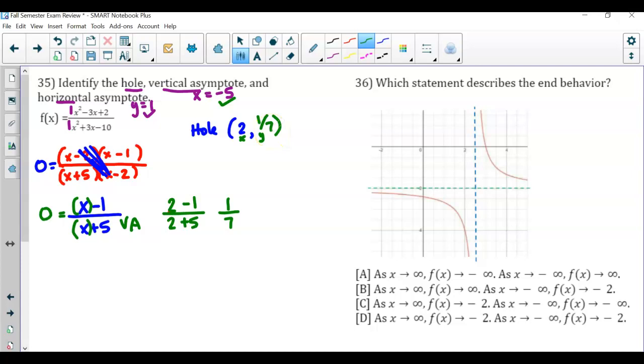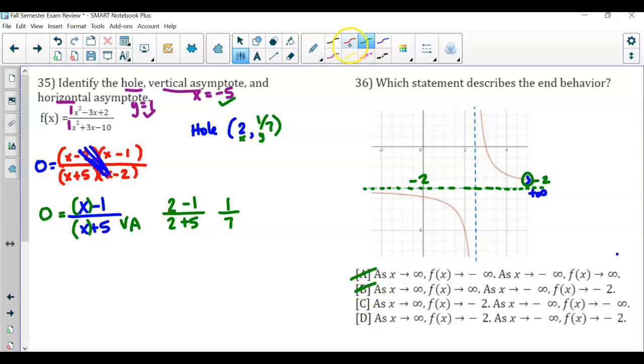Then question 36, which statement describes the end behavior? So here as x's are approaching positive infinity. So notice how this portion of the graph is what is going to the right towards positive infinity. Notice how it is going down, but is it going down to negative infinity? Well, no, because notice how we have this asymptote here that it's getting closer and closer to, but never reaching negative 2. So as x's are approaching positive infinity, our f of x is approaching negative 2, getting closer and closer, but never reaching it. So I'm going to mark off A and B.